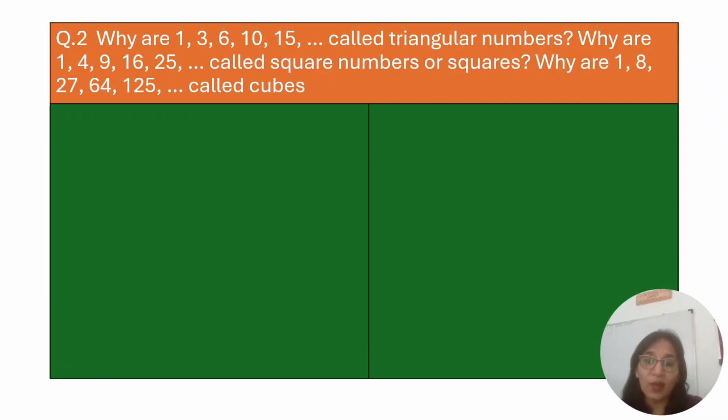Now, why are 1, 3, 6, 10, and 15 called triangular numbers? Why are 1, 4, 9, 16, 25 called square numbers, or squares?